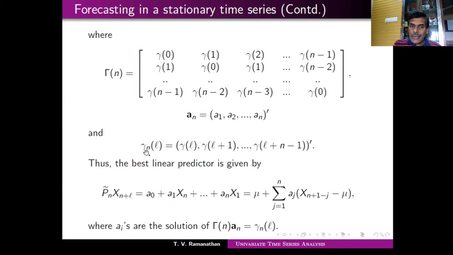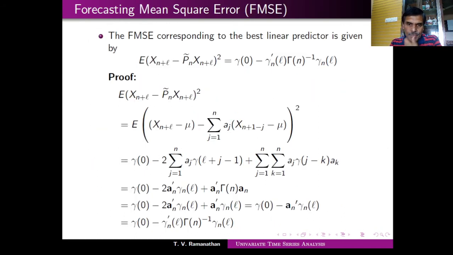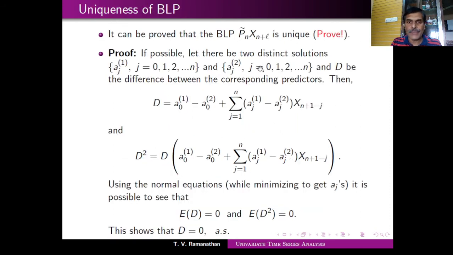And then there is another vector that you have to find, and that vector is obtained as the covariance with the lead time that you are looking for. So n plus l. You will be starting from there, so you will have gamma l, gamma l plus 1, etc., gamma l plus n minus 1. These terms are going to come in this vector. So the forecast mean square error is also in terms of the covariances.